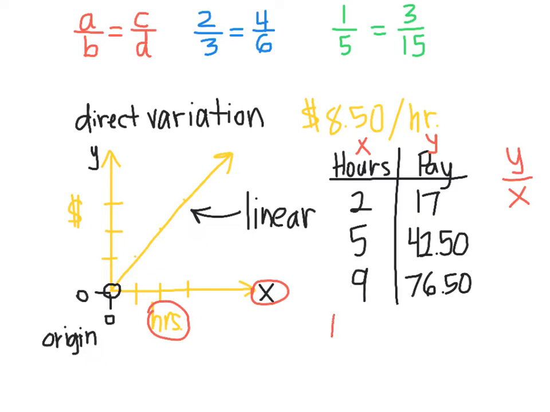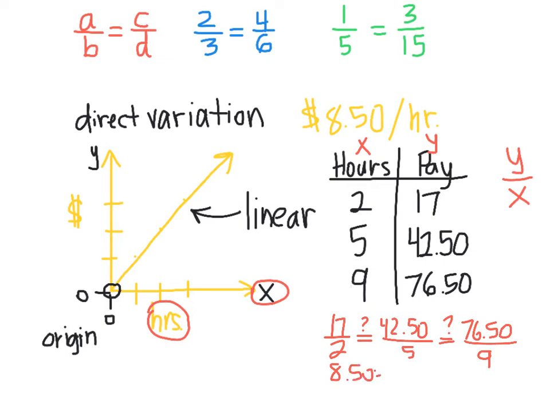So is 8.50 to 1 as, and so I'm going to put a little question mark, 17 is to 2 as 42.50 is to 5 as, because they all have to be in the same proportion to be direct variation, 76.50 to 9. And I am using the same example. So when I divide the top by the bottom here, I get 8.50 every time. And so 8.50 equals 8.50.